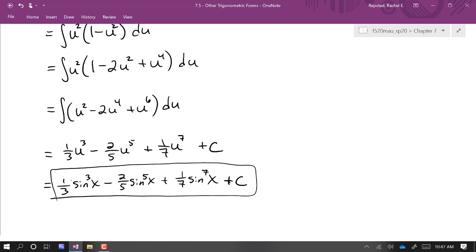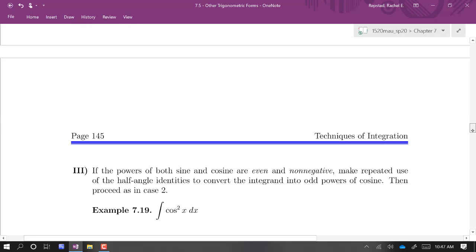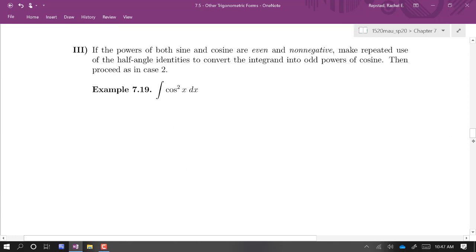If we don't have any odd positive powers, then that's where the half-angle identities come in. So if all you have are even, non-negative powers, then you're going to use the half-angle identities. This is a pretty simple one. We just have a single term, cosine squared x, so we have an even power. The half-angle identity tells us that cosine squared x is 1 plus cosine of 2x over 2.